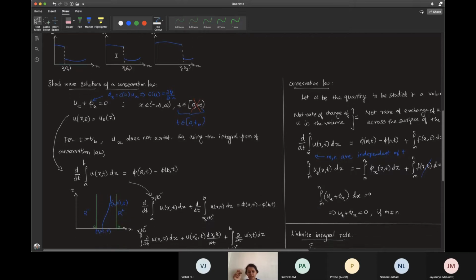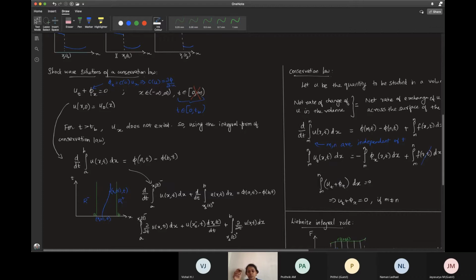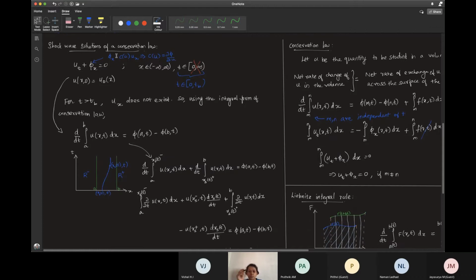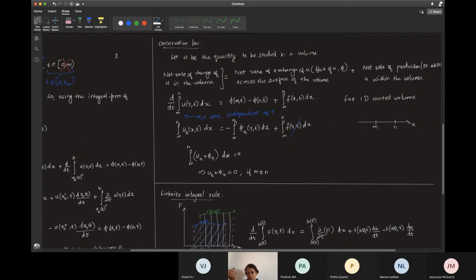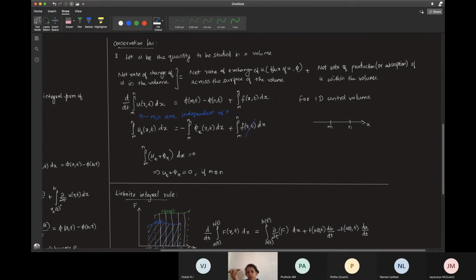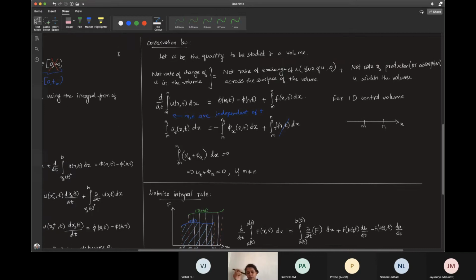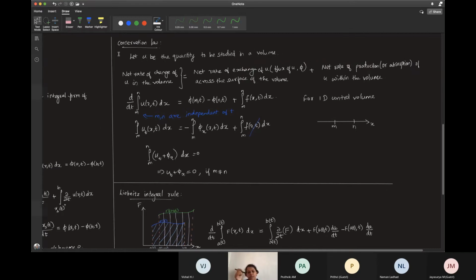So that is what we are trying to do. Now, that is what is known as shock wave solutions for the conservation law. I've told you that the PDE becomes invalid after the formation of shock. So now we'll first see how usual conservation laws are defined, and then we'll see how the differential form of the conservation law is derived from the integral form of conservation law. We'll be using the integral form of conservation law to obtain the shock wave solutions.